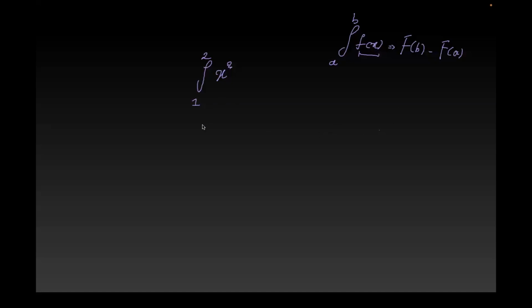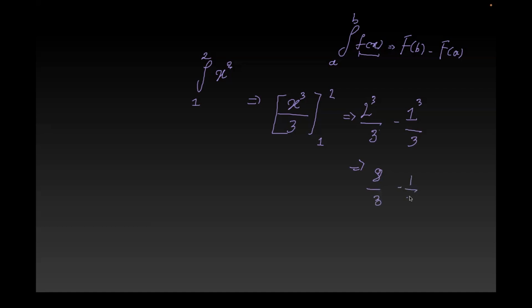Now, let us solve this question. Integral x square is nothing but x power 2 plus 1, that is x cubed by 2 plus 1, which is 3. Now I will apply the limit from 1 to 2. Put x equal to 2: 2 cubed by 3 minus 1 cubed by 3, which is nothing but 8 by 3 minus 1 by 3.